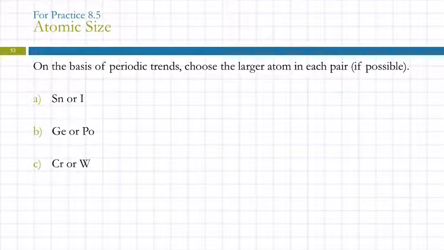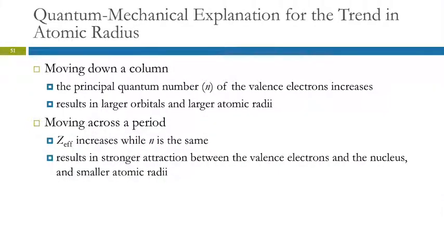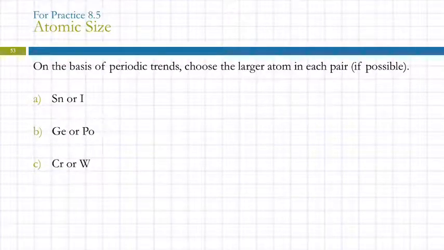So let's go back to this picture. So as we go across, the effective nuclear charge is getting larger, and so the radius is getting smaller. There are exceptions to the trend, but in general, the trend is pretty good. So we should be able to predict which atom in each pair is larger. How do we do that? Look at the periodic table.